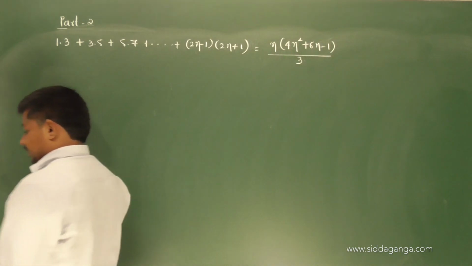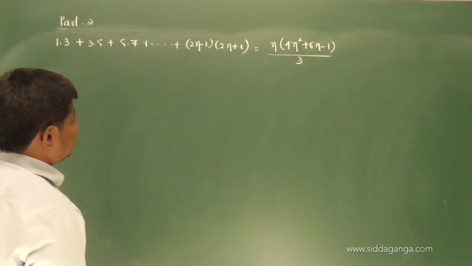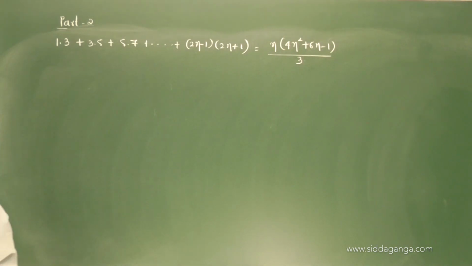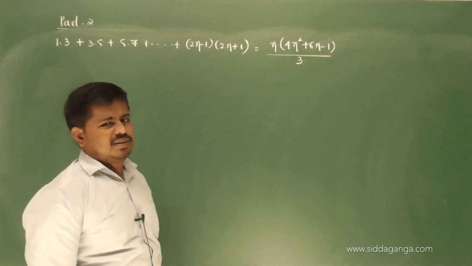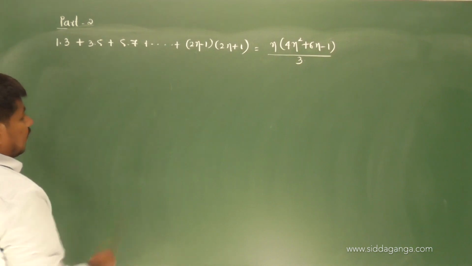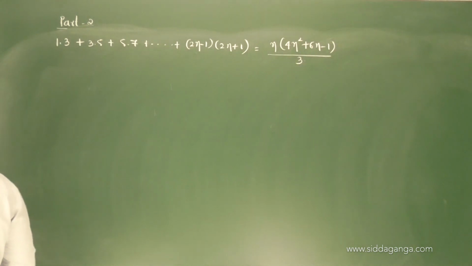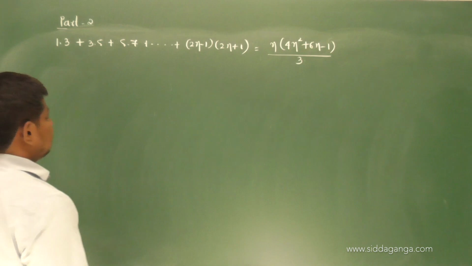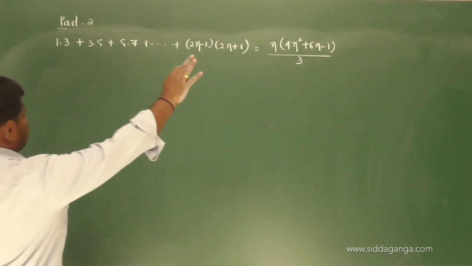Somewhat difficult. Okay. So if you practice well, then it will be easy. That's it. Don't feel it is difficult. Yes, the result is n into 4n square plus 6n minus 1 by 3. That is the sum for n terms.